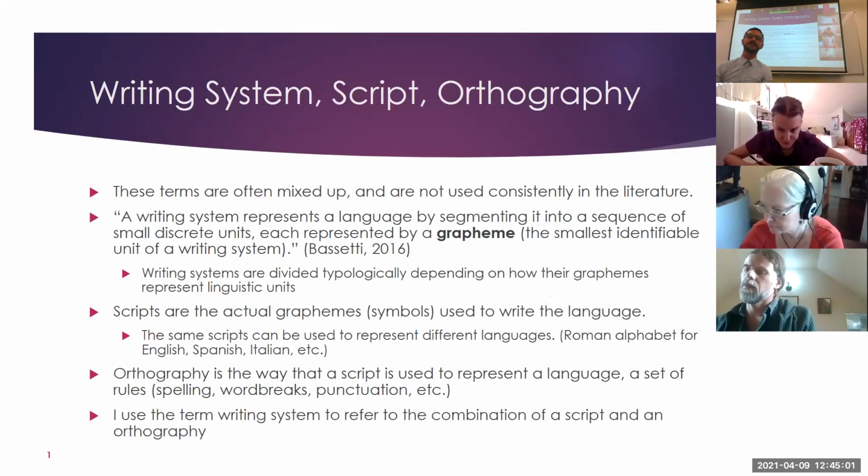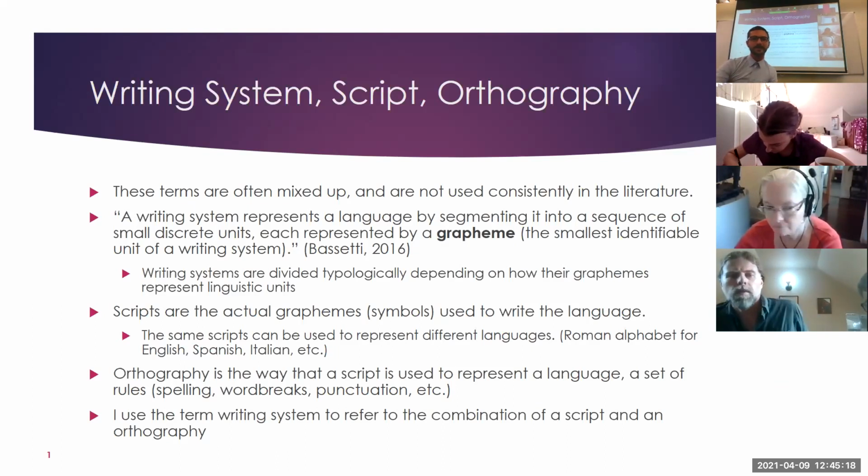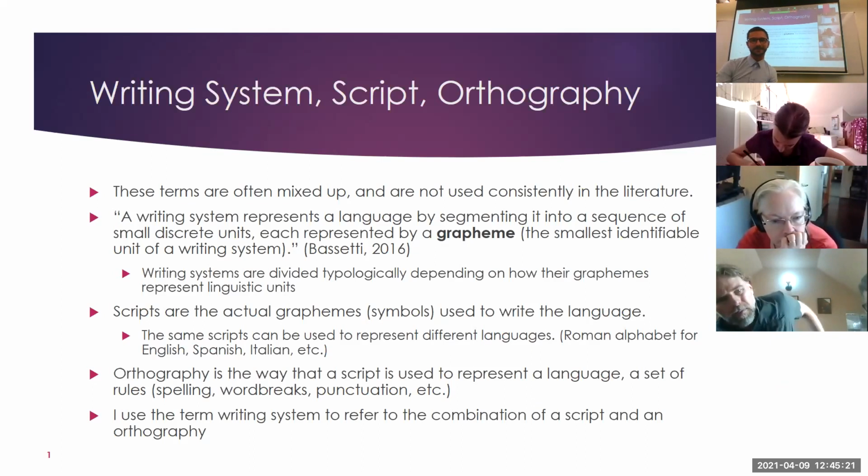So just really briefly, because even when I started doing this research, it was really confusing, and people's usage of writing system and script and orthography is not really consistent in the literature, so I wanted to try and clarify. A writing system represents a language by segmenting it into a sequence of small discrete units, each represented by a grapheme, which is the image, the smallest identifiable unit of a writing system. Writing systems are divided typologically depending on how these graphemes represent the linguistic units. Then the scripts are the actual graphemes or symbols used to write the language.